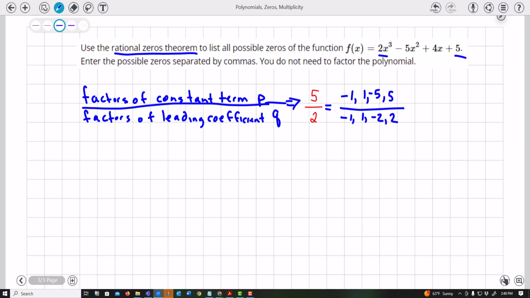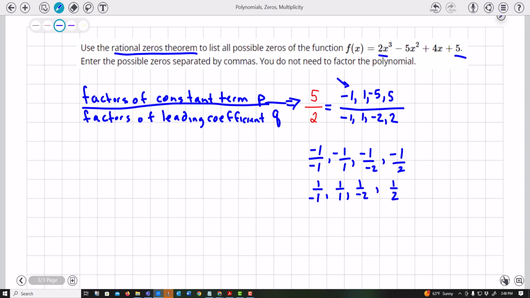Now this part's a little tedious, but you're going to see that you'll get a lot of repetition. What I'm going to do is write -1 over every single denominator. So in other words, -1 over -1, -1 over 1, -1 over -2, and -1 over 2. And now I'm going to do the same thing with the 1. So 1 over -1, 1 over 1, 1 over -2, and 1 over 2.